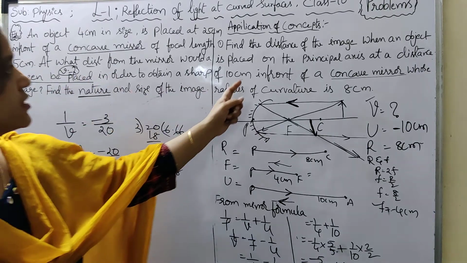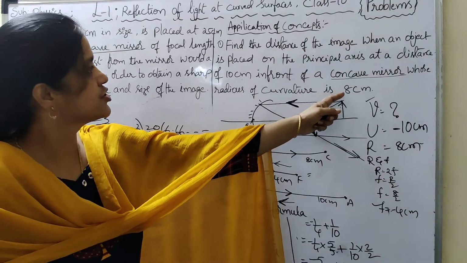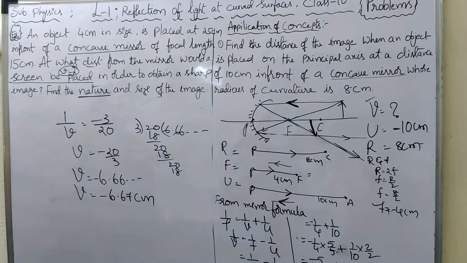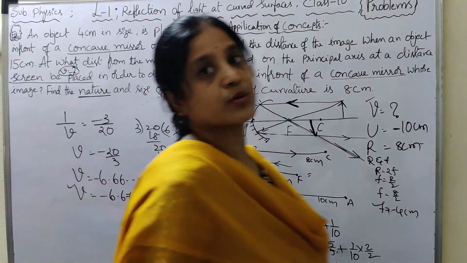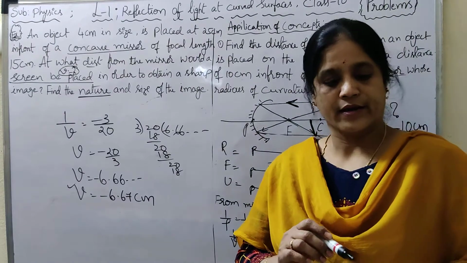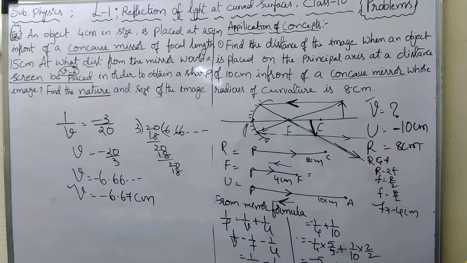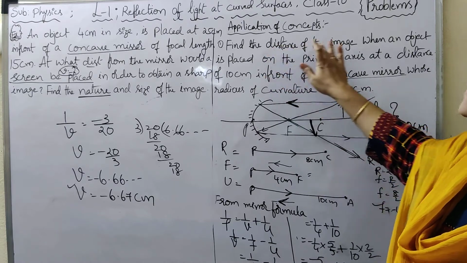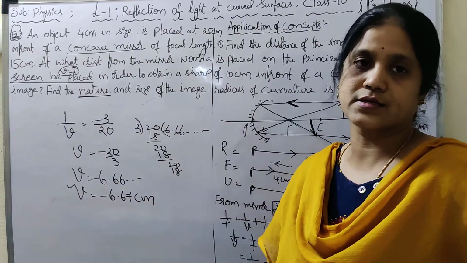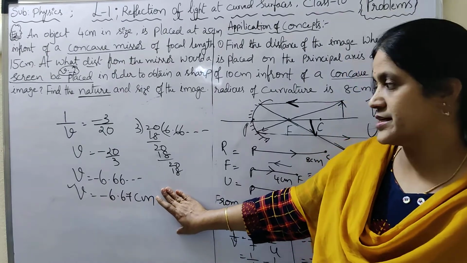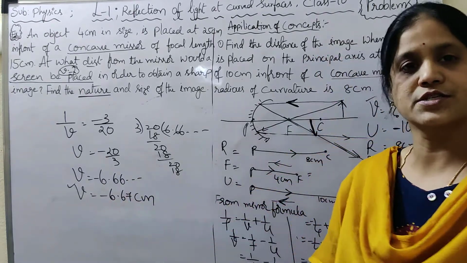Centimeters or meters? Let me check once. Centimeters only. Here I took centimeters in front of a concave mirror. Yes, centimeters. V you got as negative. If the V value is negative, then it is a real image for a concave mirror. They just asked to find the distance of the image, the V value. They did not ask about magnification, nature, size like that. So this is enough. Since V is negative, it is a real inverted image at a distance of 6.67 centimeters from the pole.